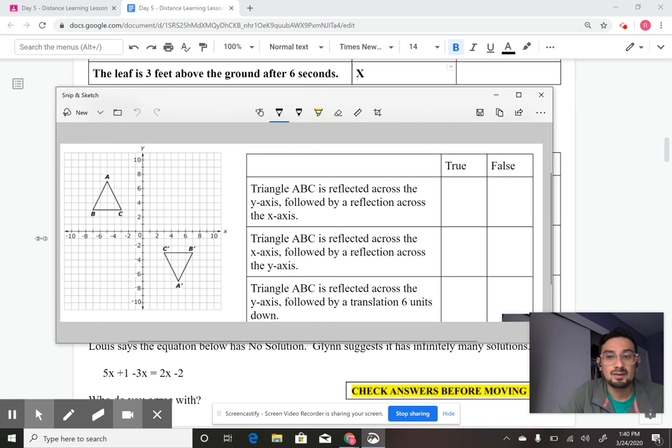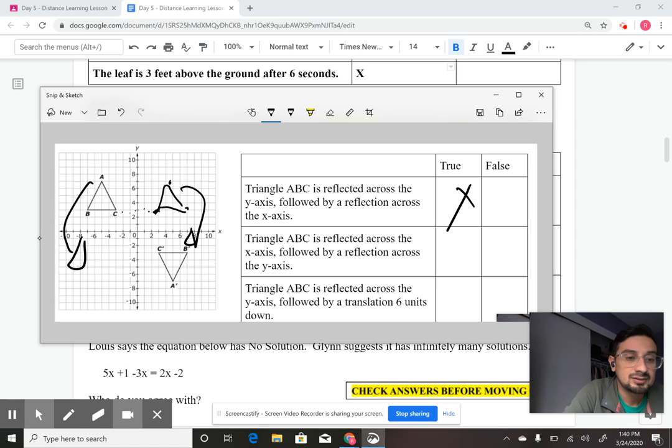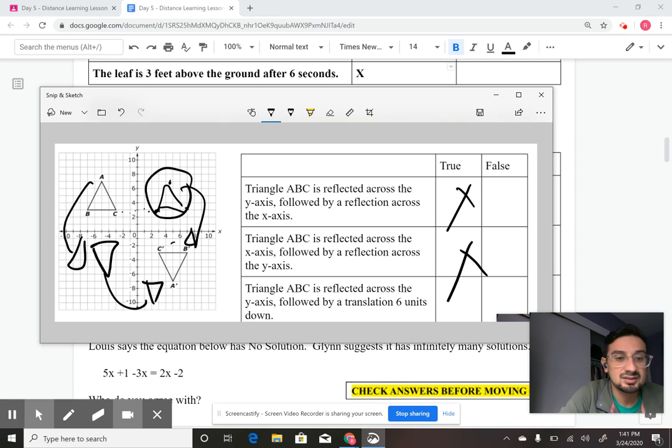Okay, there it goes. The triangle ABC is reflected across the y-axis. So if it's reflected, it'd be 1, 2, 3, 1, 2, 3. It kind of looks like this, right? And then if it's reflected down, it goes there. So that'd be true: triangle ABC reflected across the x-axis, followed by reflection across the y-axis. That would look like that, and then that goes to there. That would be true. The triangle ABC is reflected across the y-axis, so it'll be right here, and then it goes down 6 units. So it would look like this. That would be false, right? Because that would be like that.